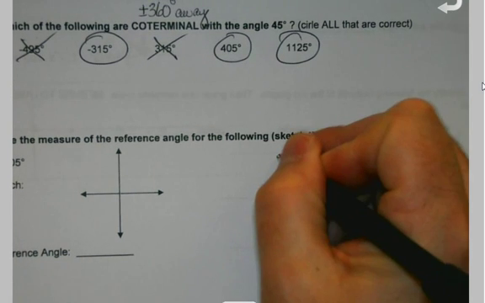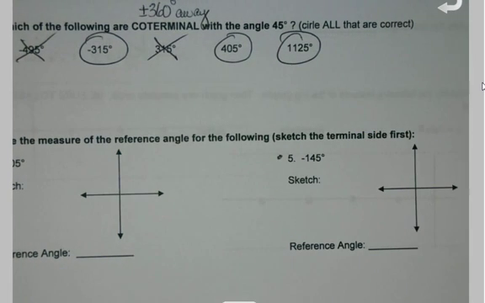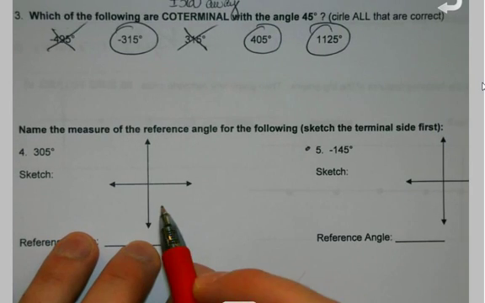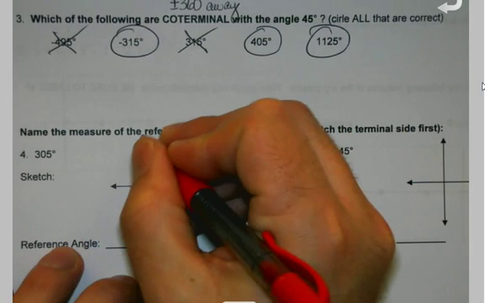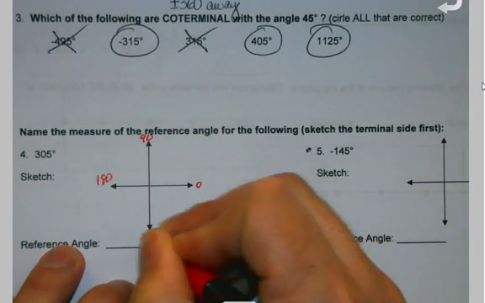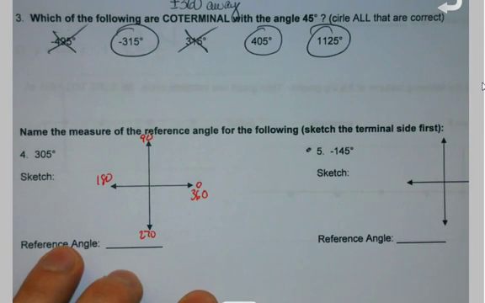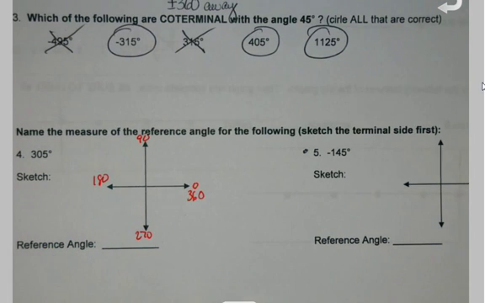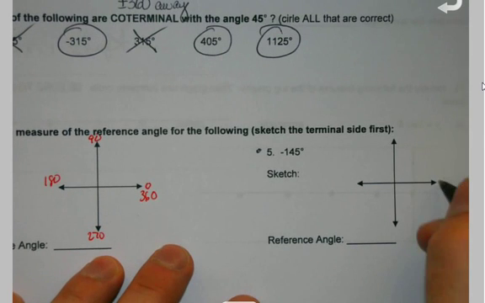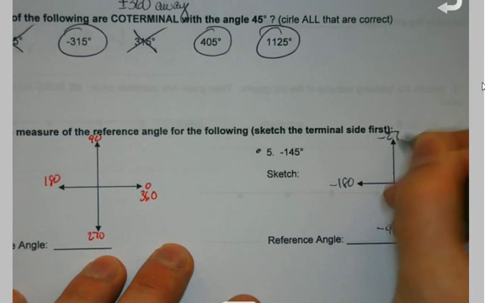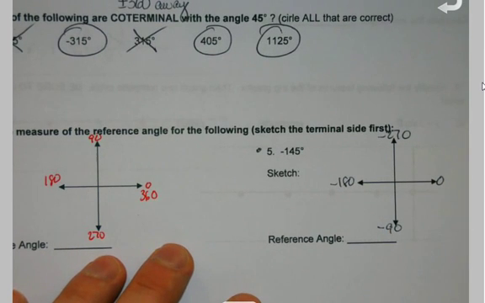But I want to look at number 5, because number 5 is weird. You're like, negative 145. Big thing to remember here. When we're doing positive angles, we go counterclockwise as we work our way around. Well, this one works a little bit differently. Since I'm working on a negative angle, my numbers actually go the opposite way. They're going to go clockwise. So the negative does make a difference.